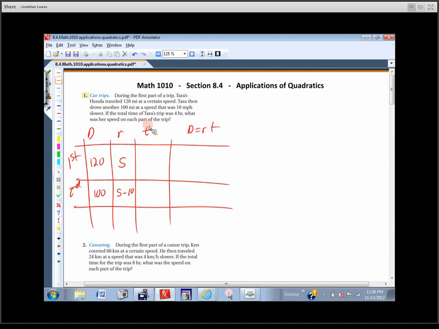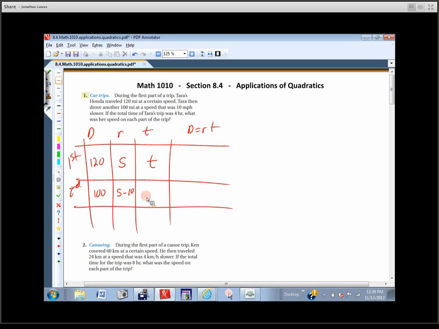That takes care of the first sentence and the second sentence, so let's take a look at the end. If the total time of Tara's trip was 4 hours, what was her speed on each part of the trip? They're asking how fast she was going on the first part and on the second part. But this last piece of information says that the total time of the trip was 4 hours. There are 2 ways to do this. I'm going to do it this way to start with. Let's say this one is T. We don't know how long it took her to go 120 miles, so we're going to use T to represent that.